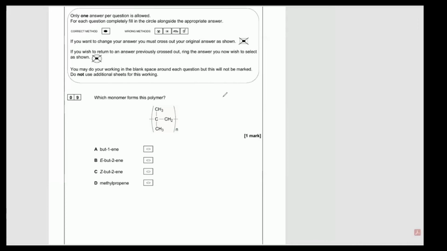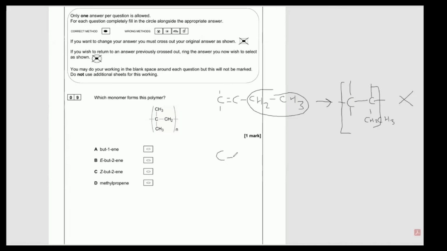Okay, so first up we have but-1-ene. So it's got a double bond on the first carbon, but-1-ene. What's the polymer it's going to make? Well, remember, you just take away the double bond, and around the double bond you put brackets where the double bond used to be, and then you fold everything else underneath. So the CH2CH3 is going to fold underneath where the double bond was, and that does not match our monomer.